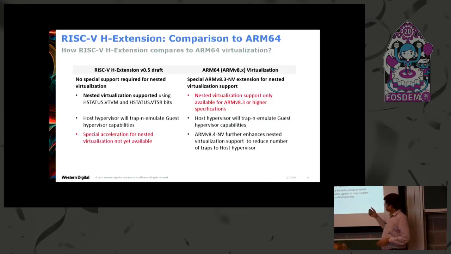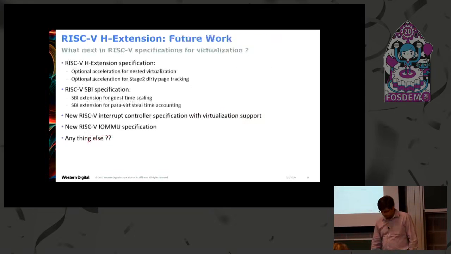But in case of ARM, the most recent ARMv8.4 has support for nested virtualization, and also the enhancement to accelerate nested virtualization. The only downside with ARM was that nested virtualization was not defined from the start itself. They realized late and added it with ARMv8.3. But for RISC-V, it's already defined and well spec'd out.